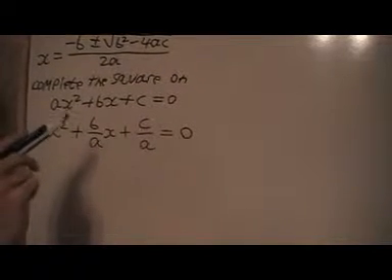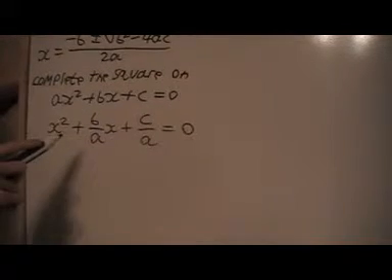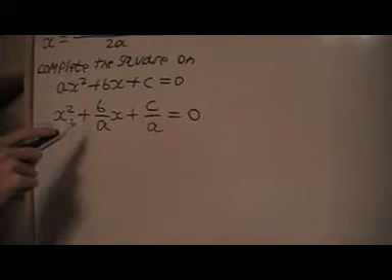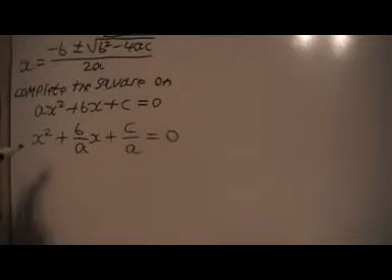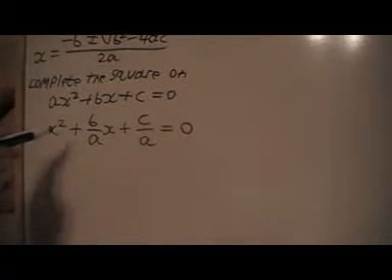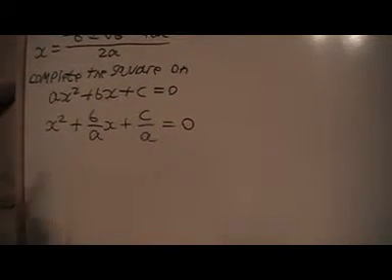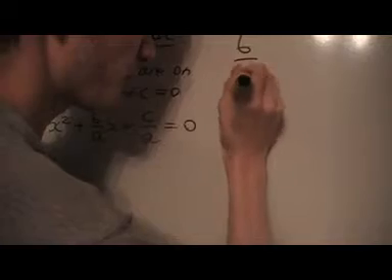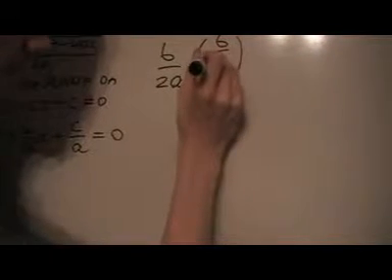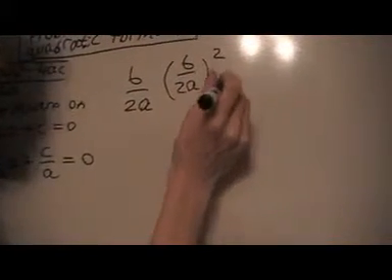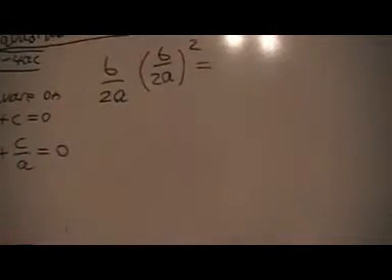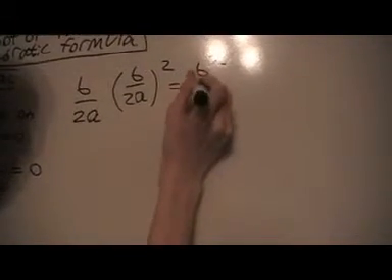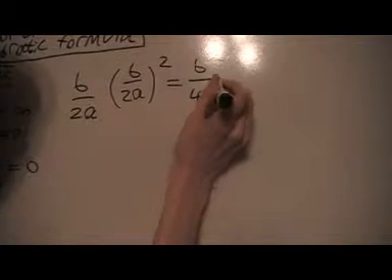And the next thing I'm going to do is divide this here by 2, because that's what you're supposed to do. You divide it by 2, then square it. When you've divided that by 2, you get b over 2a, and then when you square all that, it just means you square the top and square the bottom, so you get b squared over 4a squared.